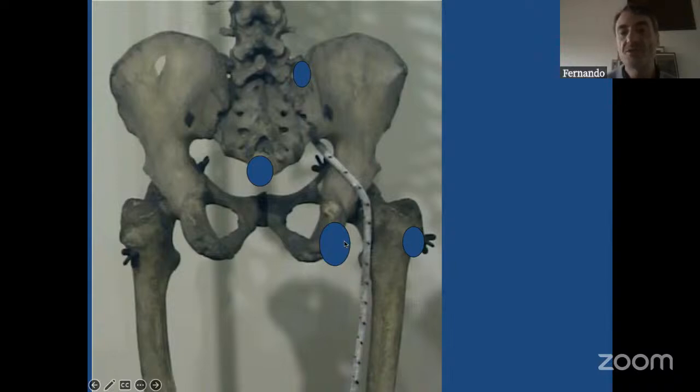So if we trace a line in the middle point between these two osseous structures through the sciatic notch, we can see the trajectory of the nerve. So we can locate by palpation the coccyx, which is located more medially, the ischial tuberosity, and the great trochanter, and in the midpoint, or closer to the ischial tuberosity, we can locate the sciatic nerve.